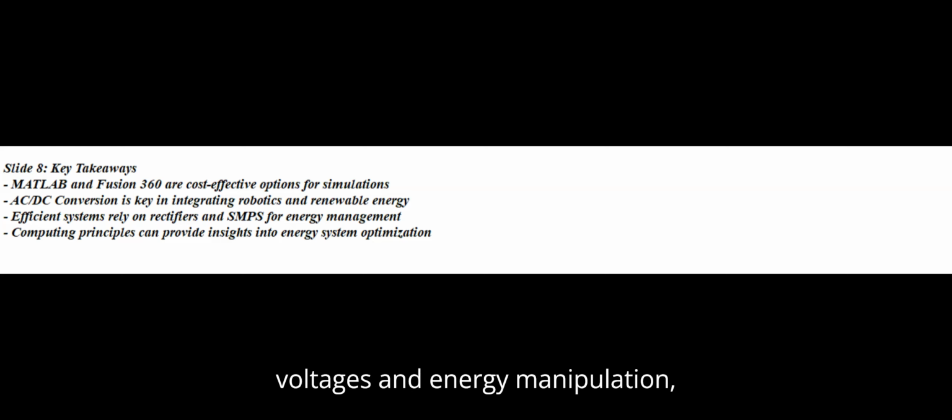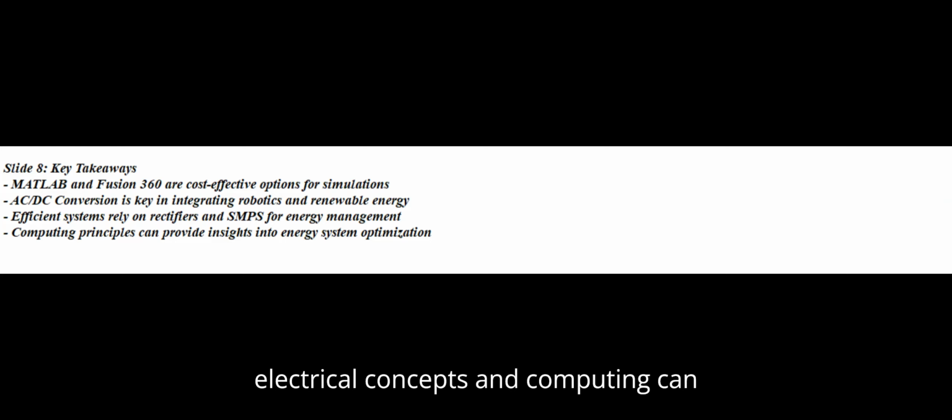When discussing voltages and energy manipulation, programming plays a significant role. Programming allows us to control energy flow, translating binary instructions into actions. In binary, 1 represents high voltage and 0 represents low or no voltage, which forms the basis of digital logic and operations. This parallel between electrical concepts and computing can enhance our understanding.